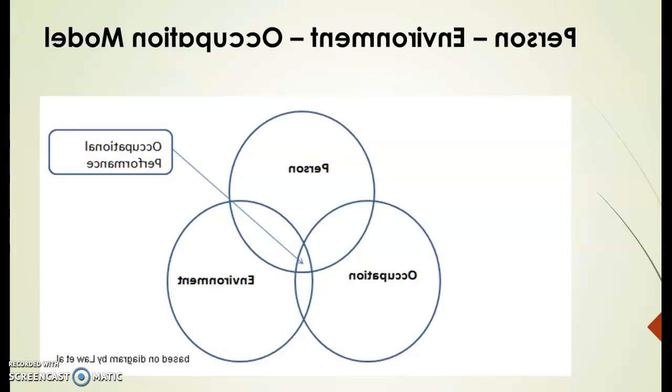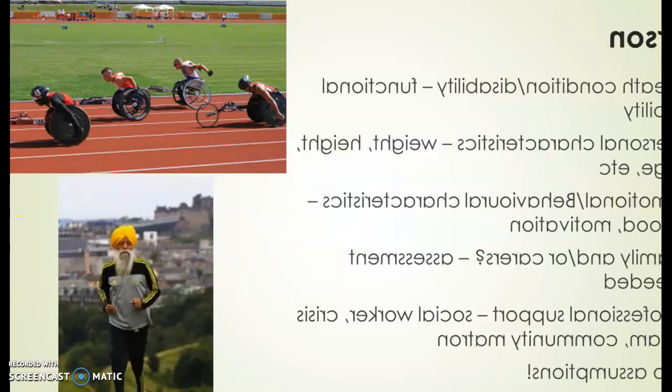So the PEO model, you've got the person here, you've got the environment and you've got the occupation. And the middle here is about occupational performance. So the idea is if you've got balance with all those, then you've got them meeting their occupational performance. But if something happens to them on a personal level, or if they have a change of environment, or something happens with regards to their meaningful occupation, any imbalance in any of those 3 areas will affect occupational performance, either negatively or positively.